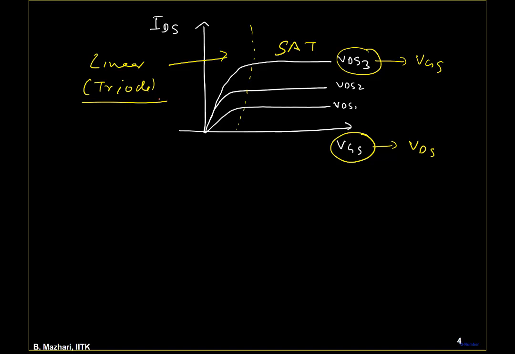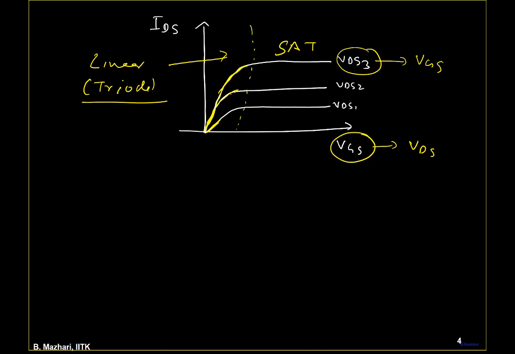So it is called linear. The reason why it's called linear is that if you examine the region very close to VDS equal to 0, close to the origin, you find the characteristics are initially linear. But of course, as you approach, they start bending here. So the whole region is not linear. The ones close to the origin are linear.